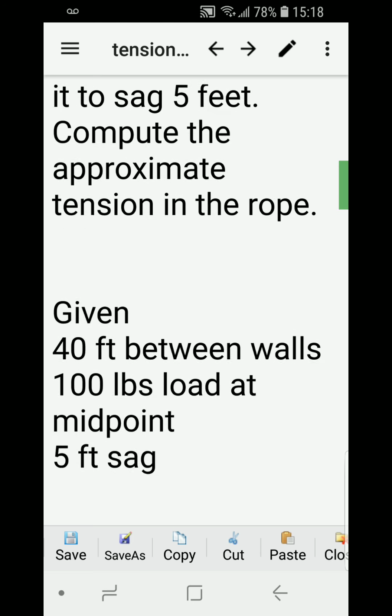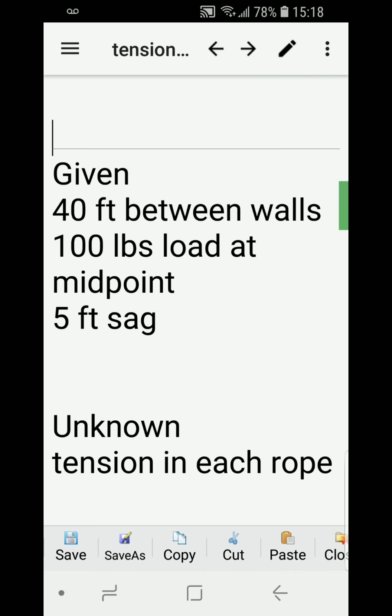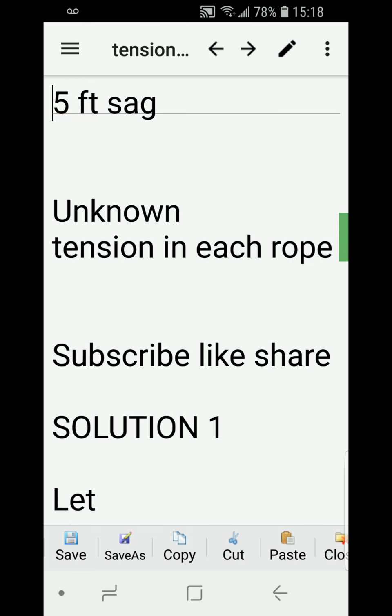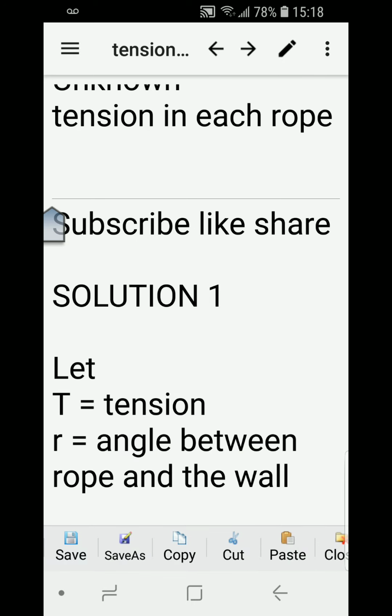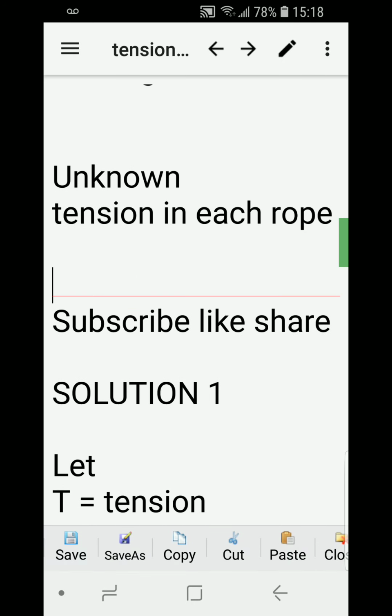So we analyze our given: 40 feet between walls, 100 pounds load at midpoint, and 5-foot sag. The unknown is the tension in the rope.